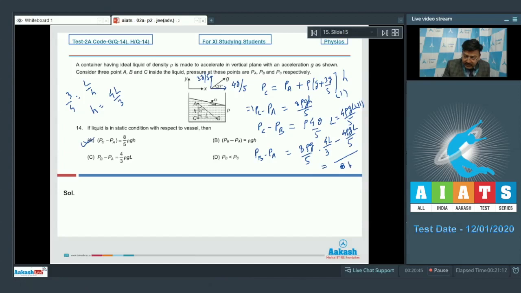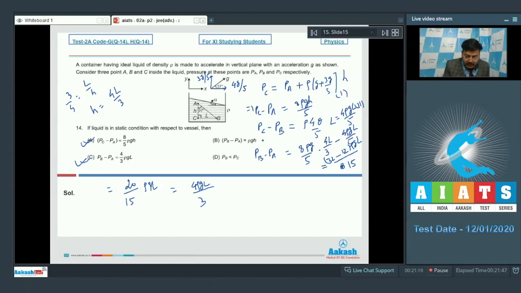This is 32 over 15 minus 12 over 15, into rho gL, which simplifies to 20 by 15 rho gL, which further simplifies to 4 rho gL divided by 3. So that means option C is also correct.